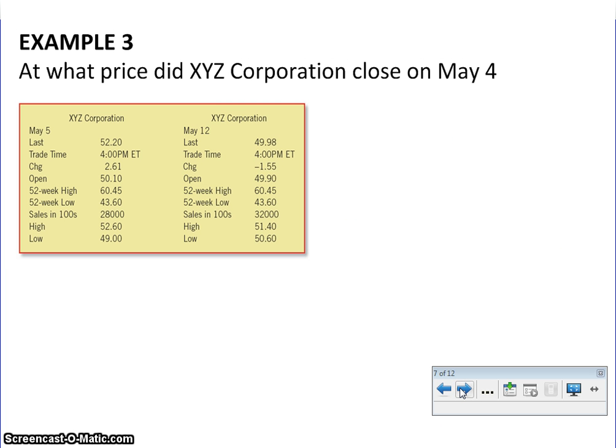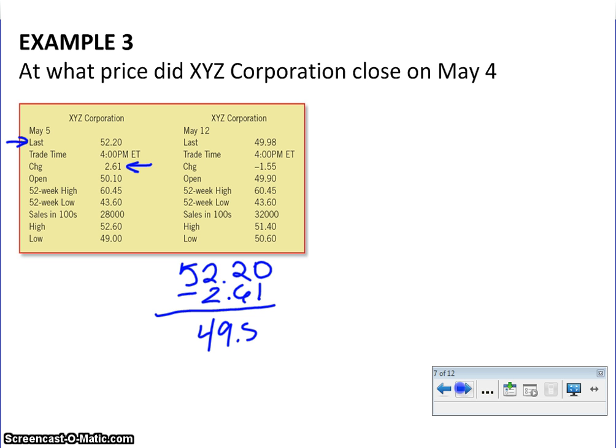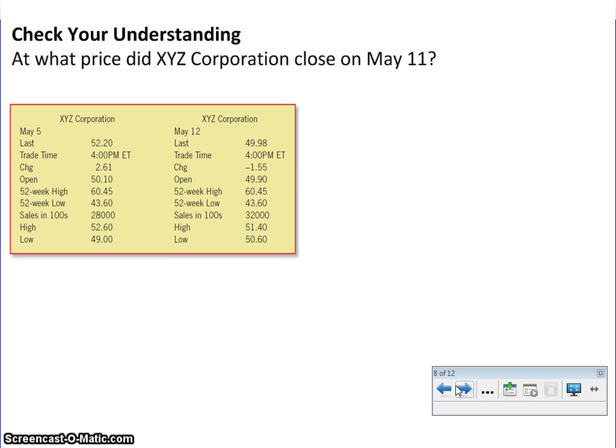Example 3, at what price did XYZ Corporation close at on May 4th? Well, we know that the last was 52.20. And it was a change or an increase, because I don't see any sort of negative in front of it, of 261. So if I take the 52.20 and I subtract that 261, it'll get me back to the closing of the previous day. And it's $49.59 was the previous day close. Go ahead and press pause, solve this, and come back when you're ready.